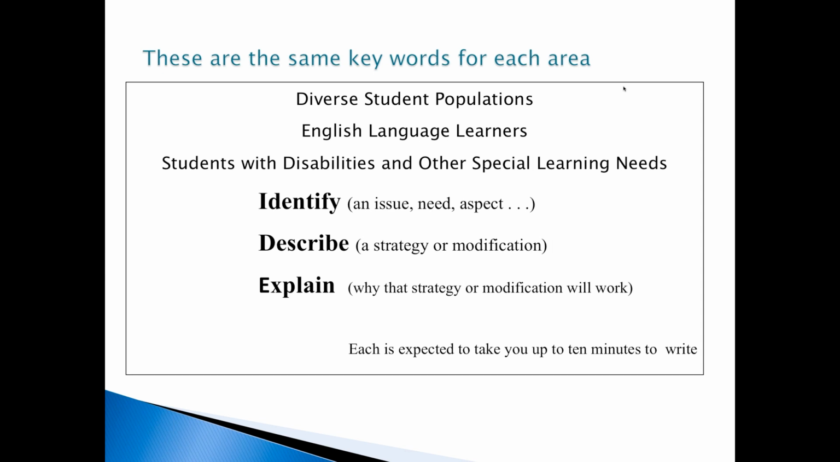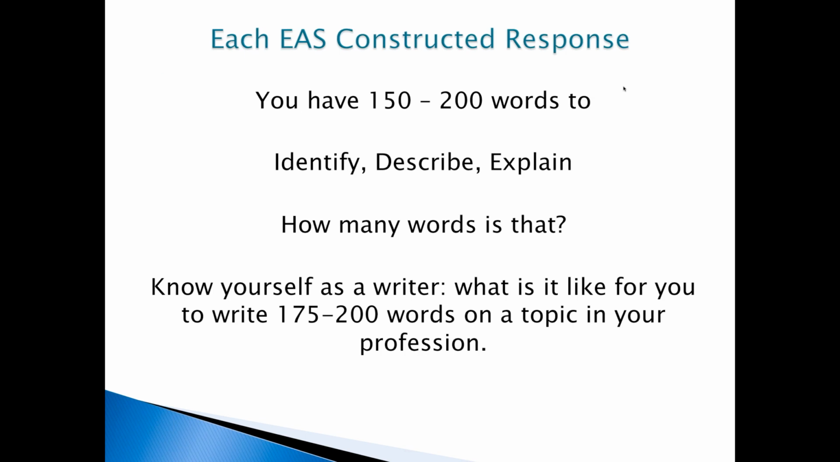So you'll have to identify either an issue, a need, or an aspect, describe a strategy or modification, explain why that strategy or modification will work. And each of these is expected to take about 10 minutes to write. And each of them is expected that you'll take 150 to 200 words to identify, describe, explain. How many words is that?